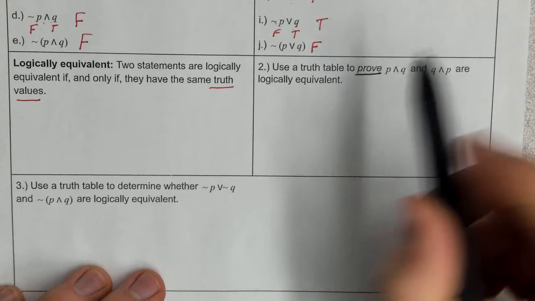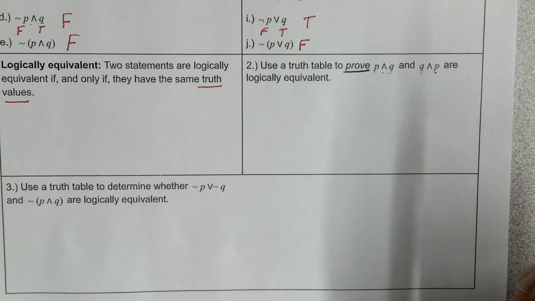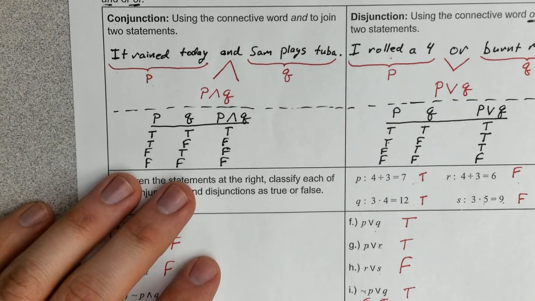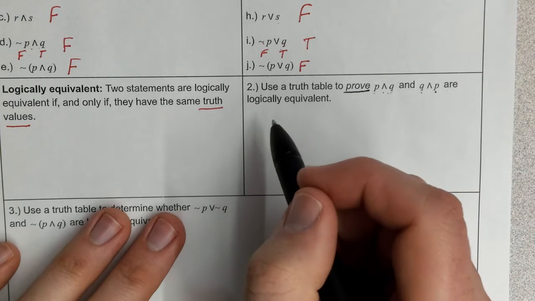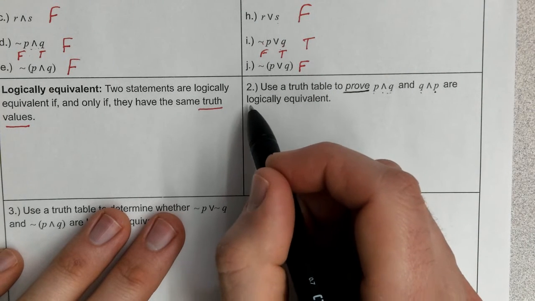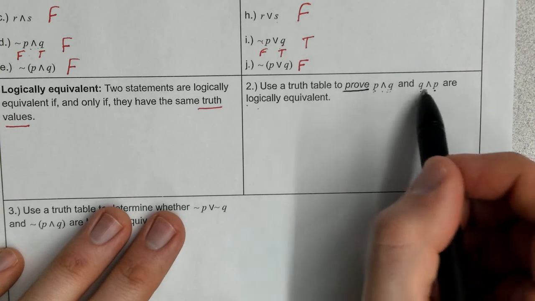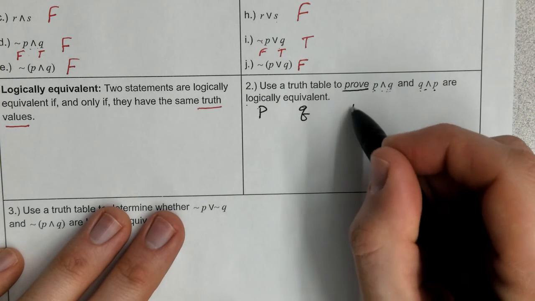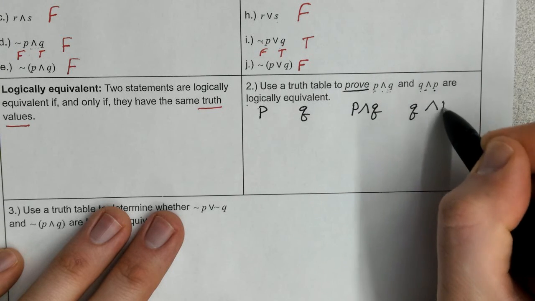What we want to do in this example is prove: is P and Q logically equivalent to Q and P? Your intuition is that they're almost certainly logically equivalent, right? If I say it rained today and Sam plays tuba, or I say Sam plays tuba and it rained today, those feel like the same statements. Can we prove it? To prove this, we're going to put each part of what we're analyzing in the truth table, so P and Q. Then we're going to put P and Q, because we're checking that out, and then we're also going to put Q and P.